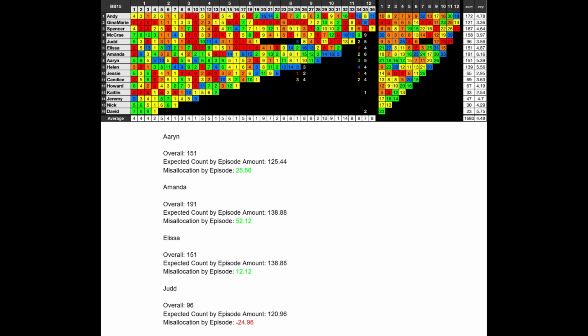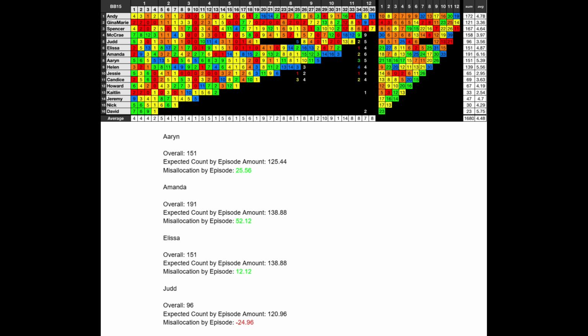Amanda has 191 diary rooms, and her expected count by episode amount is 138.88, causing her to have a misallocation amount by 52.12. And clearly, they were trying to make her a favorite at first, as she had good diary rooms and she was a huge narrator, but she became very problematic, and they probably would have wanted to hide her, but they just couldn't, and she was one of the few charismatic people on the season in comparison.